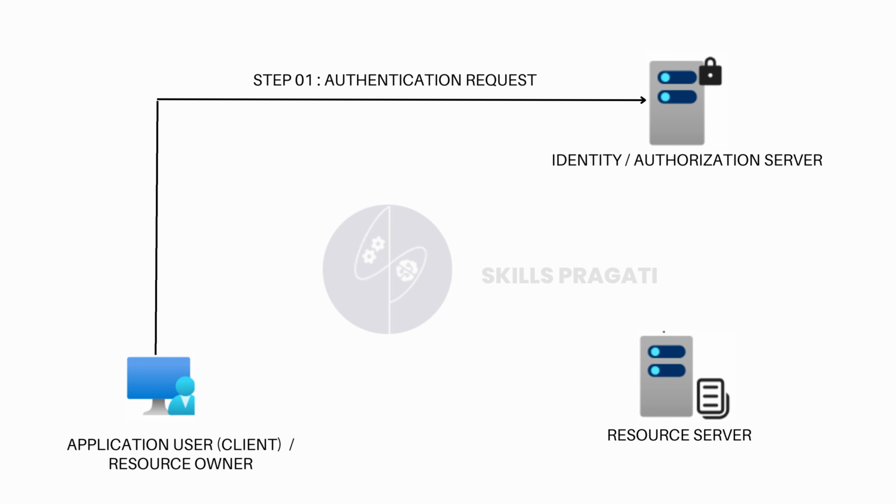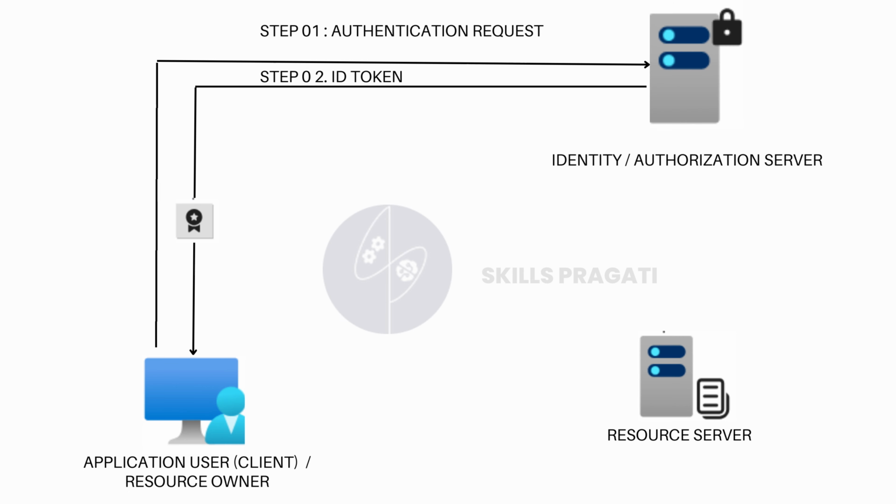Step 2. Upon receiving the user's request, the identity provider or authorization server diligently verifies the user's credentials. If the provided credentials are valid, the server responds by sending an ID token back to the client application. This ID token contains vital user information, serving as a form of identification in the authentication process.